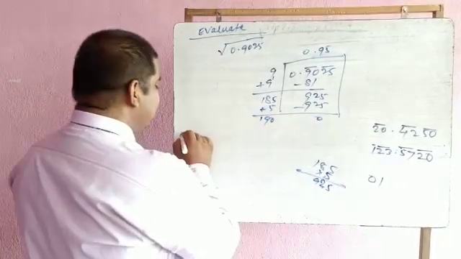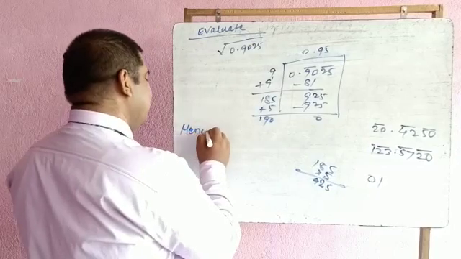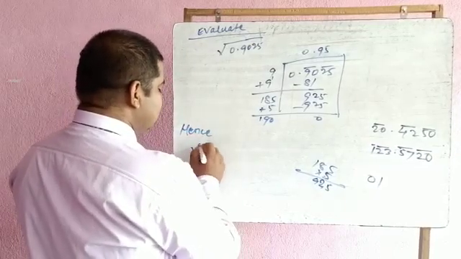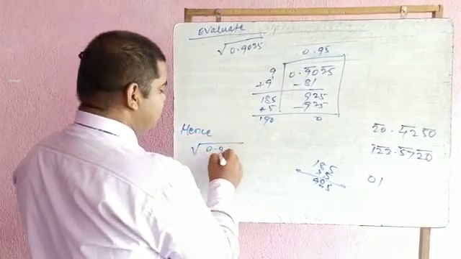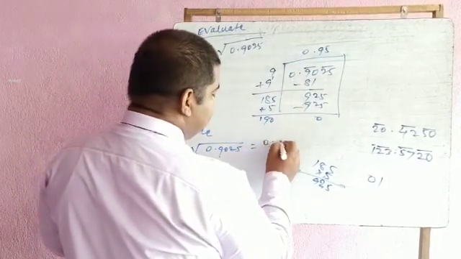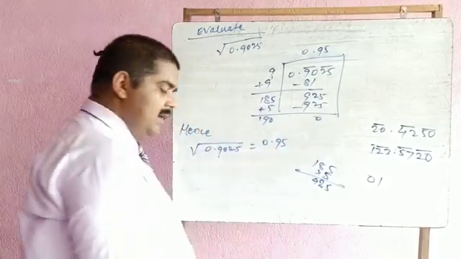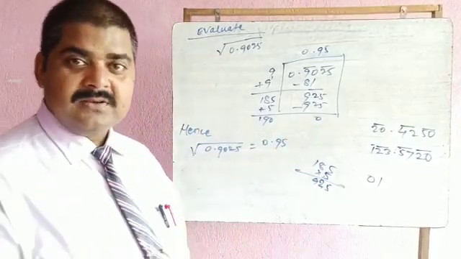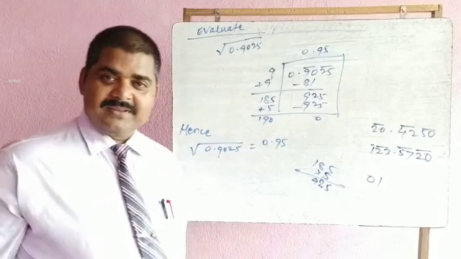And my dear student, finally you have to write the answer. Hence, the square root of 0.9025 is equal to 0.95. Do you have any problem? No problem? Then you go further.